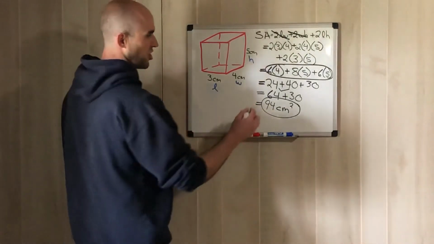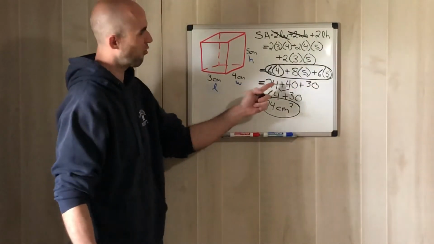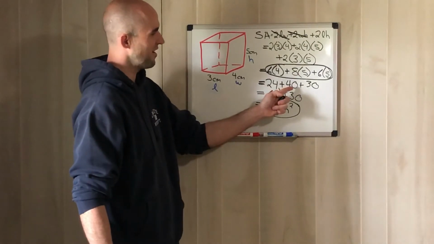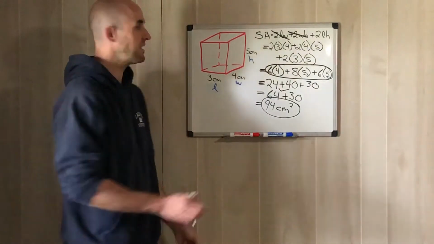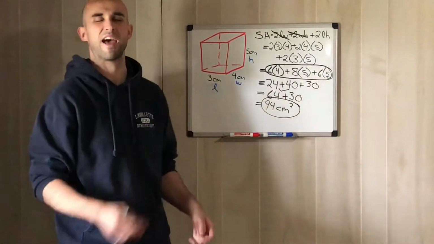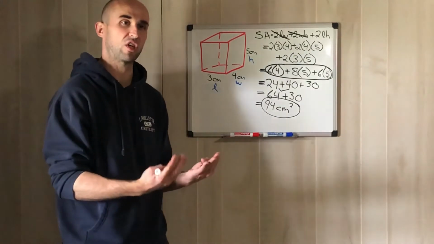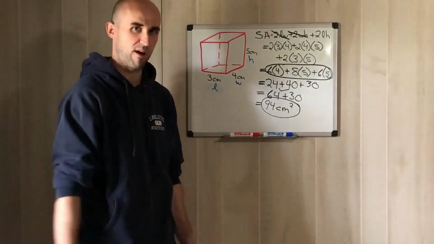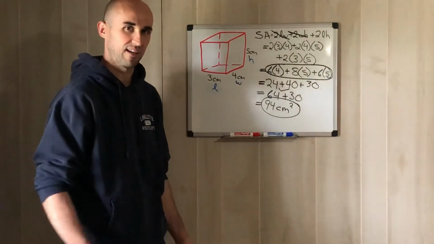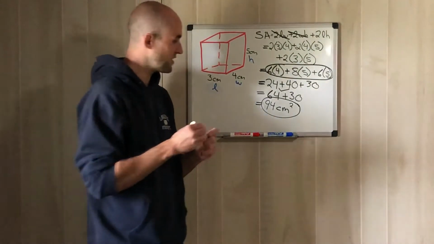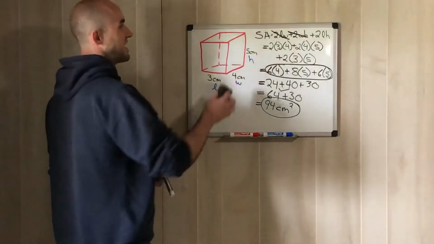So again, just showing you where the 94 came from, we just added up all three. 24 plus 40 was 64. 64 plus 30, 94. And all that 94 means is if you were to have a gift that you want to wrap, you would have 94 centimeters squared of paper around a box. The 94 just tells you how much space is around on the outside. And that's surface area. Again, surface area is how much is on the outside. Volume is how much is on the inside.